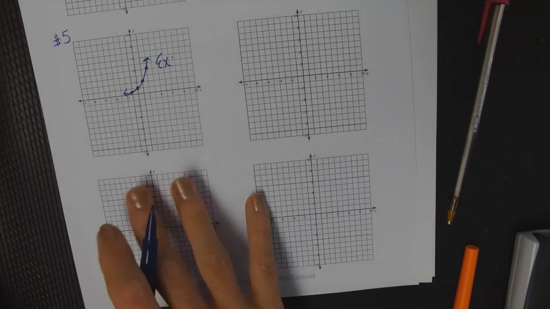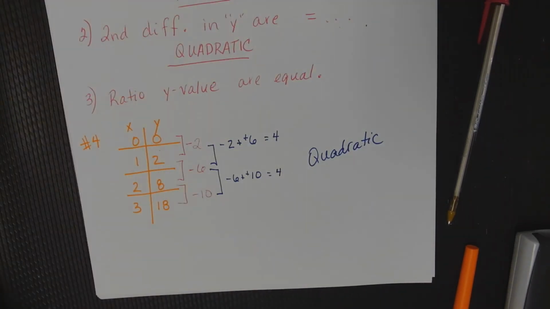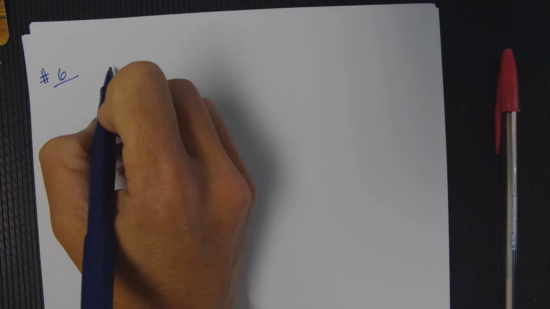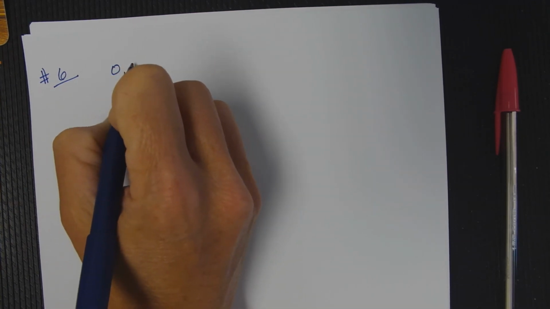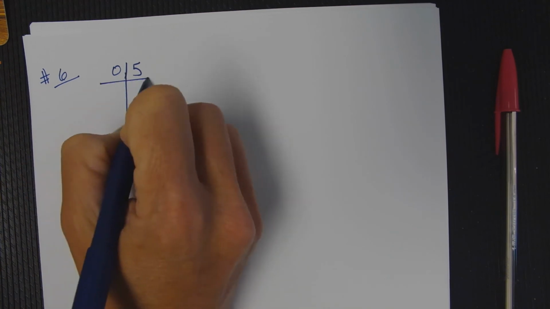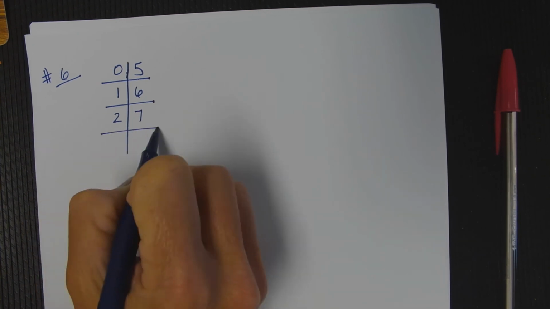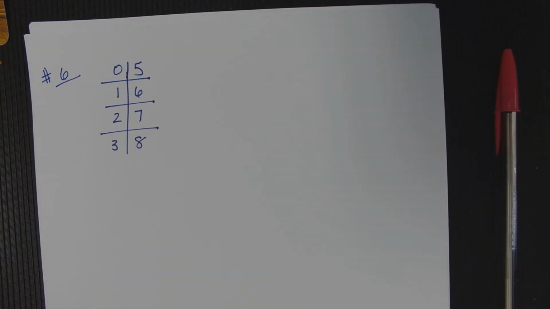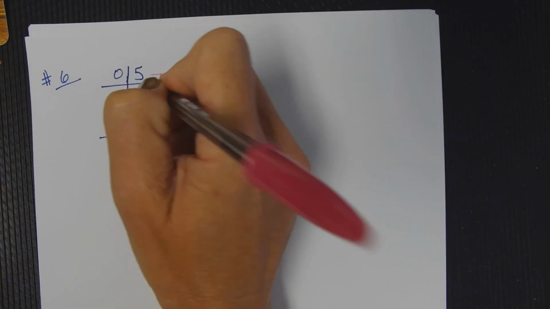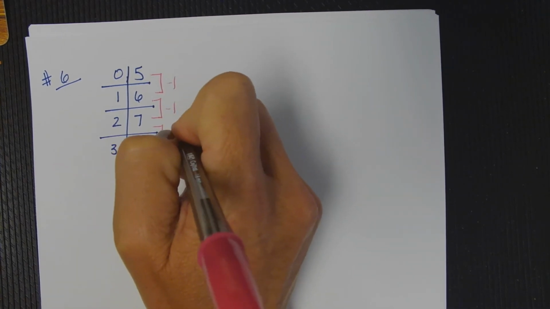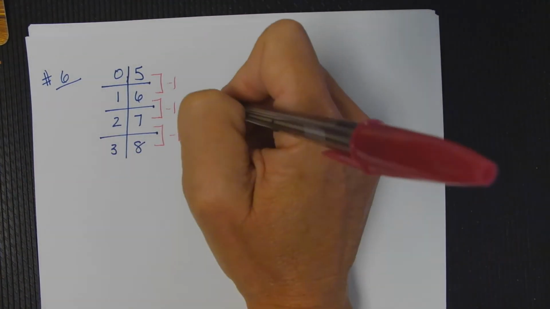And number 6. I'll do that one over here. New paper. Give me 1 second. All right, we got a table. Do me a favor and make sure I write this down right. 0, 5, is that the right one? 0, 5, 1, 6, 2, 7, and 3, 8. All right, first difference, what's 5 minus 6? Negative 1. 6 minus 7? Negative 1. 7 minus 8? What is this? This is linear.